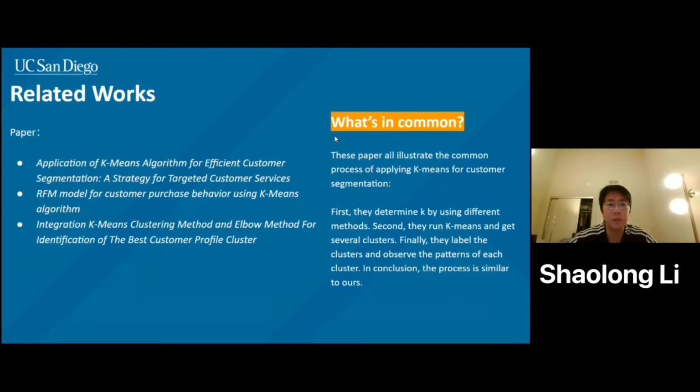Okay, so the related works. All these 3 papers illustrated the common process of applying K-means for customers, and they all determine K by using different methods, running K-means and getting several clusters, labeling the clusters and observing the pattern of each cluster.